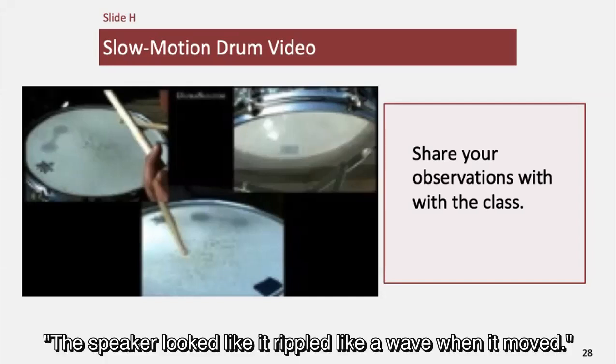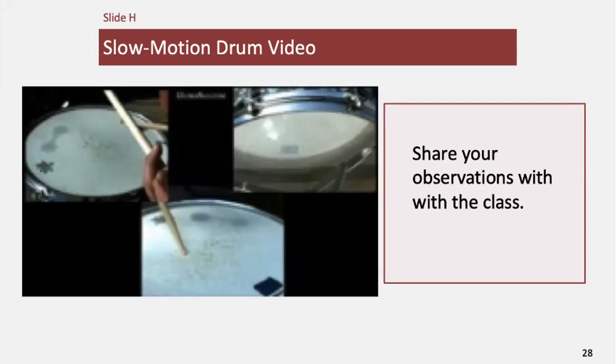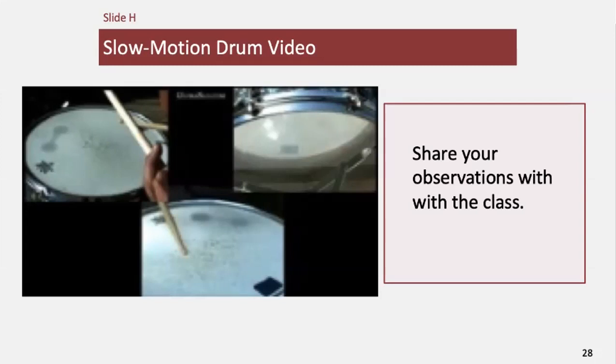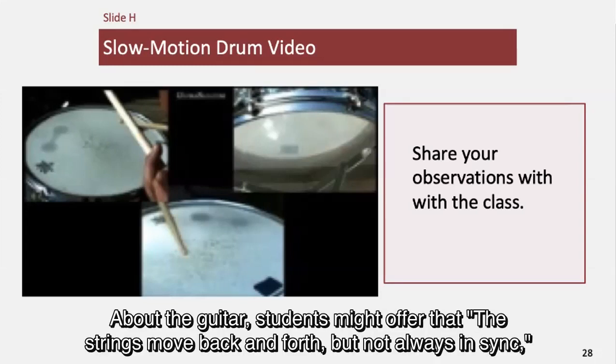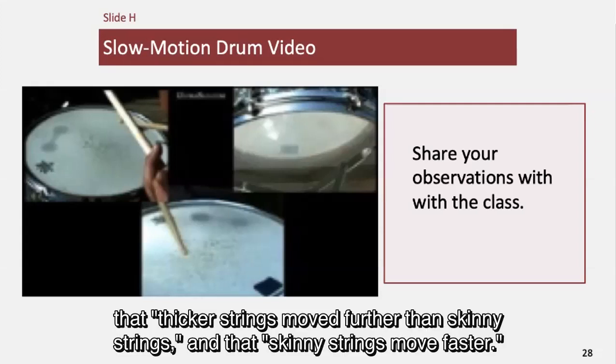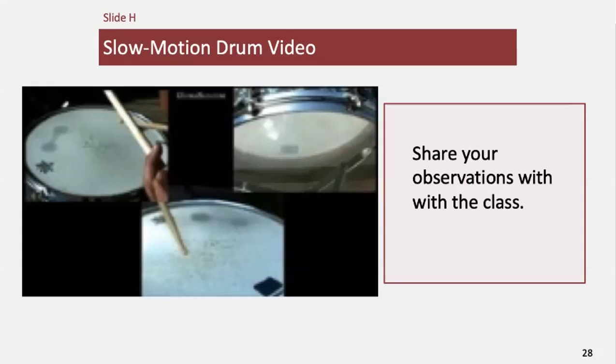The speaker looked like it rippled like a wave when it moved. About the drum, they might say, it looked like it rippled, or when the stick hit it, it sort of spread out. About the guitar, students might offer that the strings move back and forth, but not always in sync, that thicker strings moved further than skinny strings, and that skinny strings move faster.